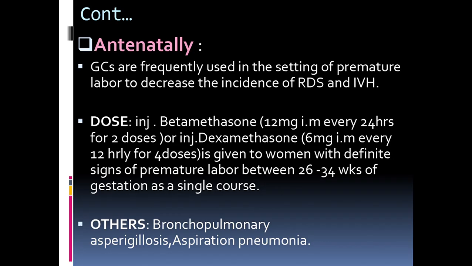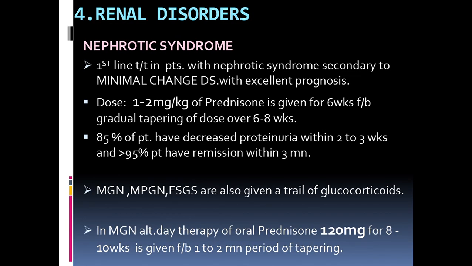Other uses of glucocorticoids are bronchopulmonary aspergillosis and aspiration pneumonia. Then renal disorders, nephrotic syndrome. First line treatment in patients with nephrotic syndrome secondary to minimal change disease with excellent prognosis.